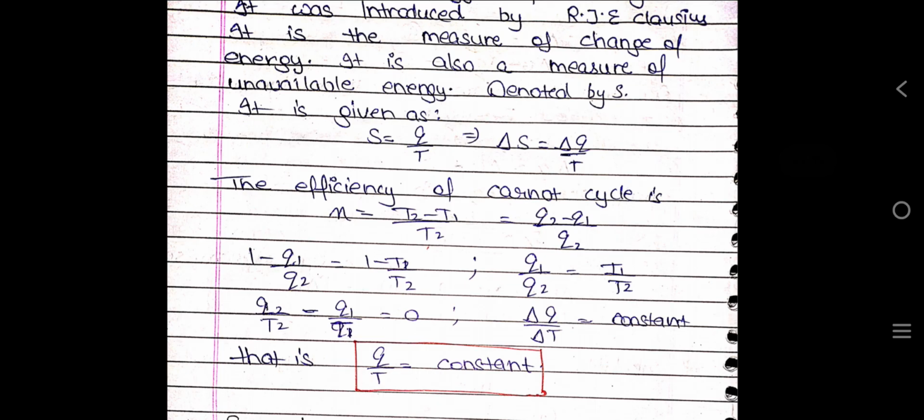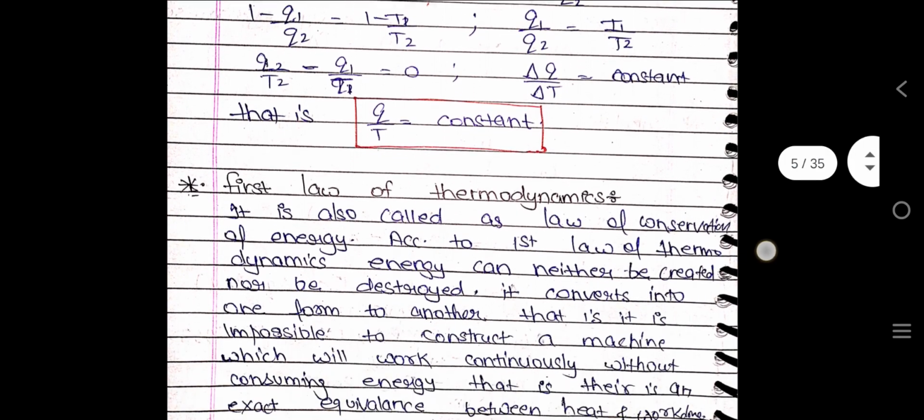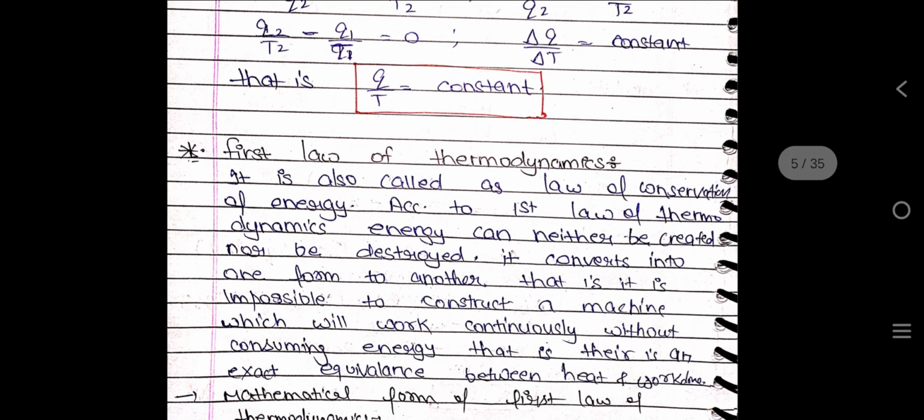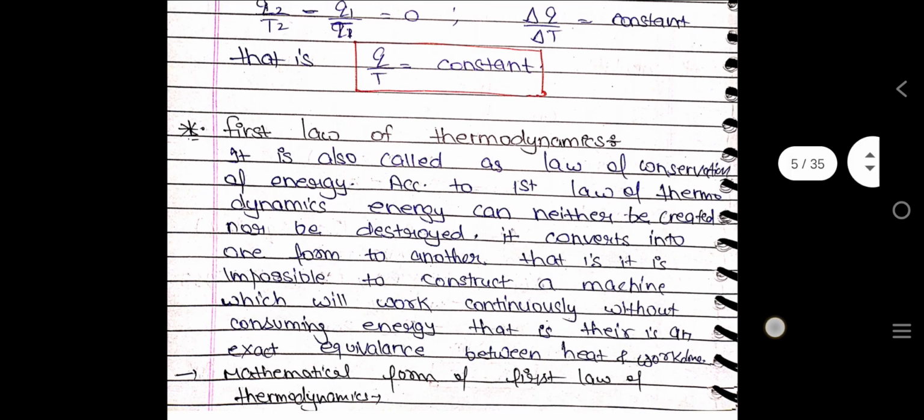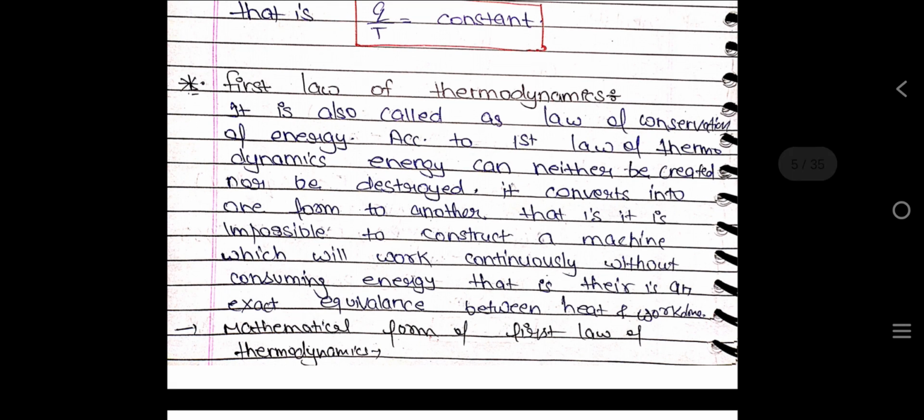Entropy. En means energy, trop means change. It was introduced by R. J. E. Clausius. It is the measure of change of energy. It is also a measure of unavailable energy, denoted by S. It is given as S is equal to Q by T. Del S is equal to del Q by T.